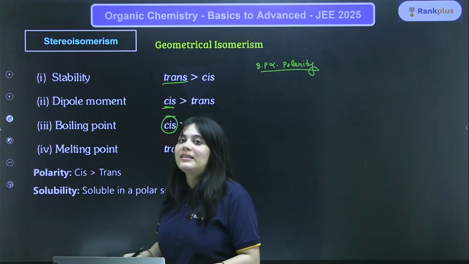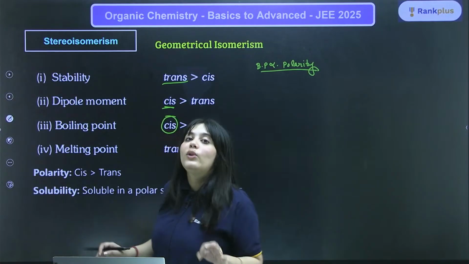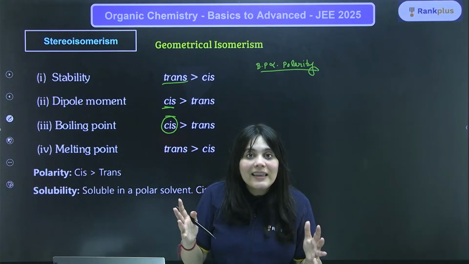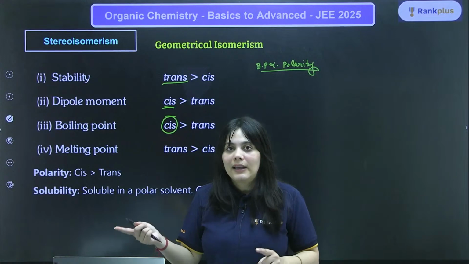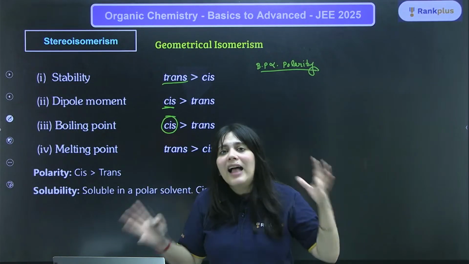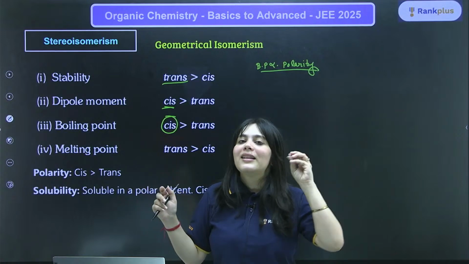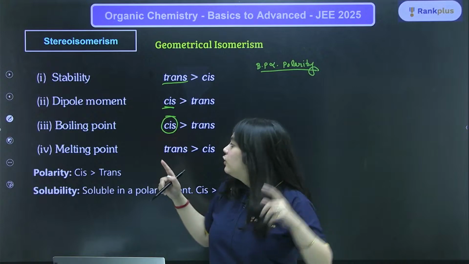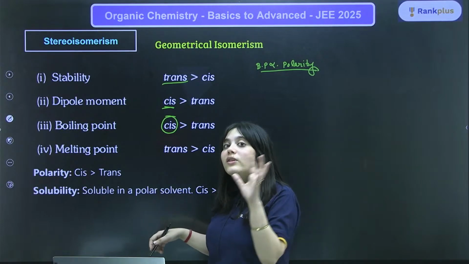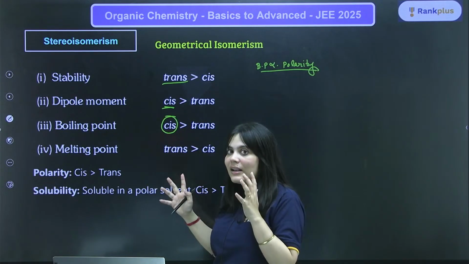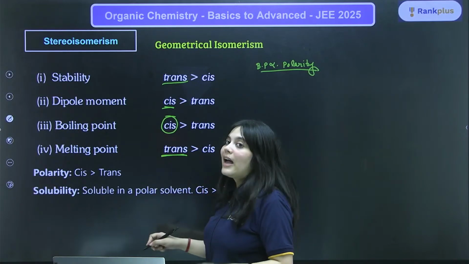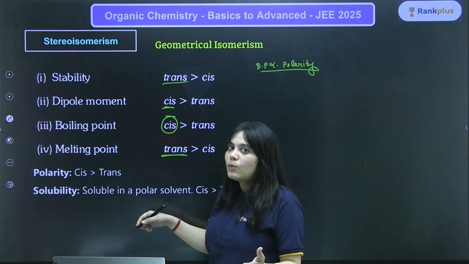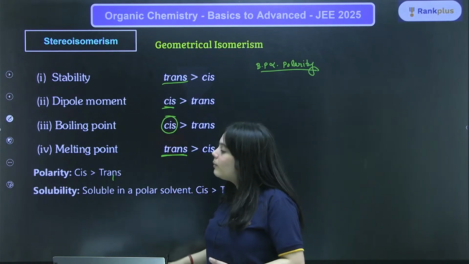Melting point, always understand, melting point is only and only dependent upon one thing, which is the crystal lattice. The more symmetrical the crystal lattice, the higher the melting point. And always remember, trans, no matter which trans you're talking about, trans alkene, trans benzenes, whatever trans you're talking about, those trans species are always more symmetric when you arrange them in a crystal lattice. Hence, the trans form will always have a higher melting point. Very, very important. Polarity, obviously cis is more polar, as I told you, because it has a higher dipole moment.